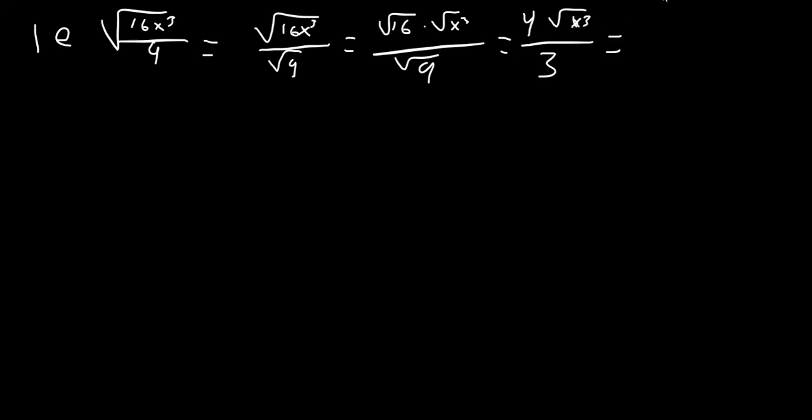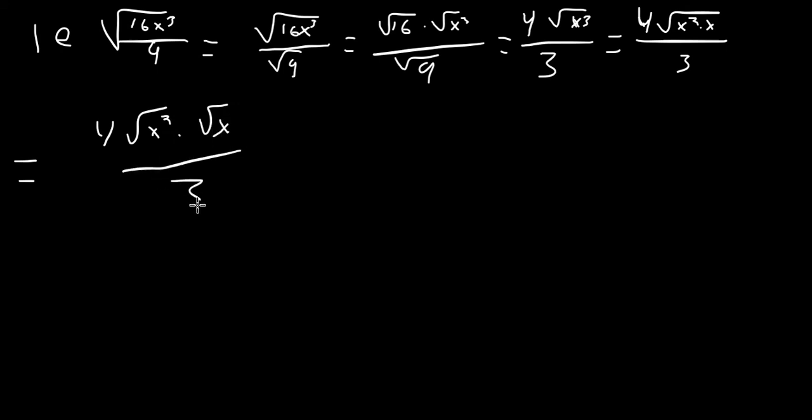Now here, we're going to say this is 4 square root x squared times x divided by 3, which is 4 square root x squared times square root x divided by 3, which will become 4x square root x divided by 3.